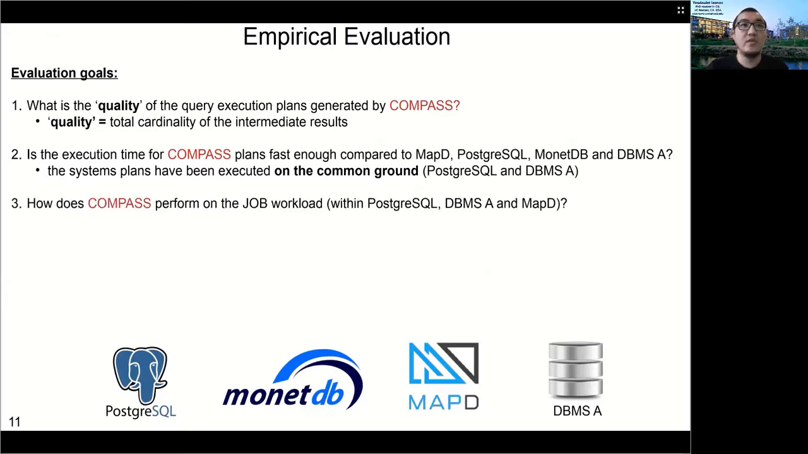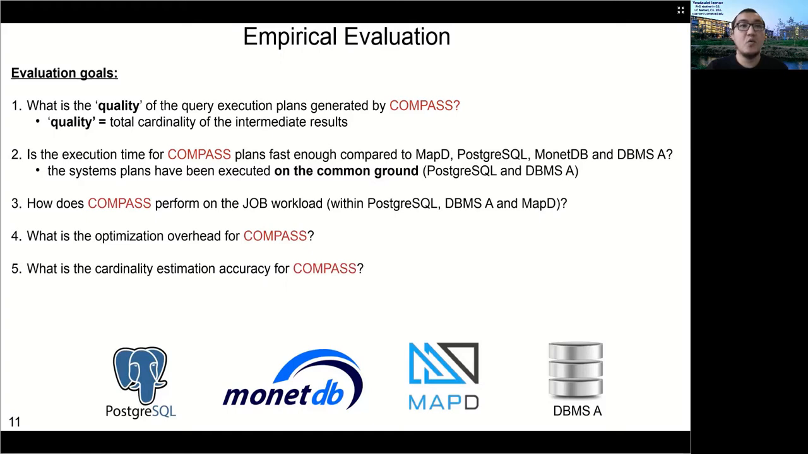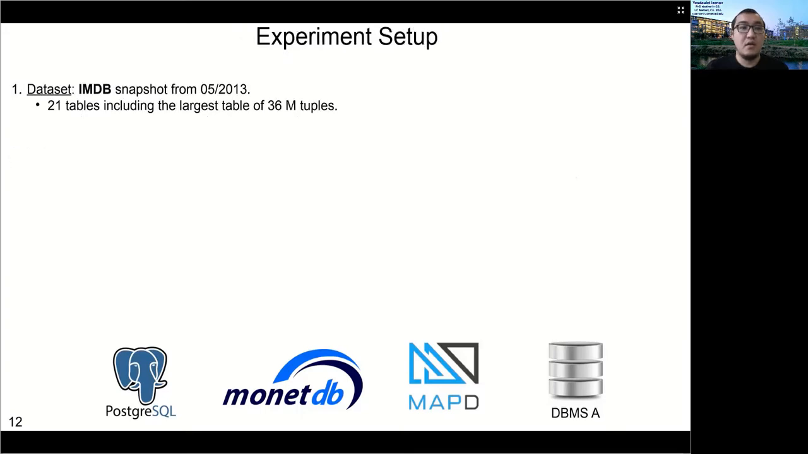Third, we evaluated the performance of Compass on the entire join order benchmark. Fourth, we measured the overhead of Compass incurred in the building of the sketches during the selection pushdown. And lastly, we compared the cardinality estimation accuracies against the state-of-the-art query optimizer methods.